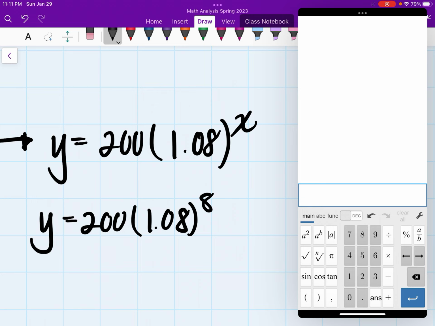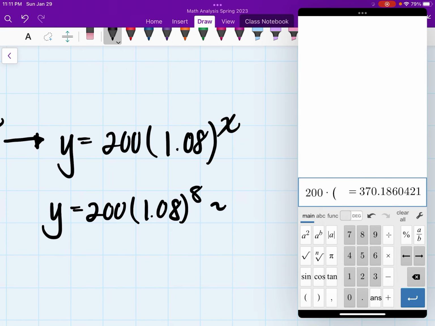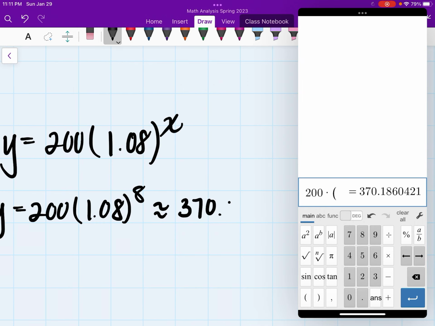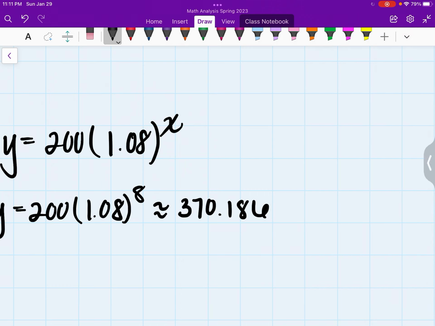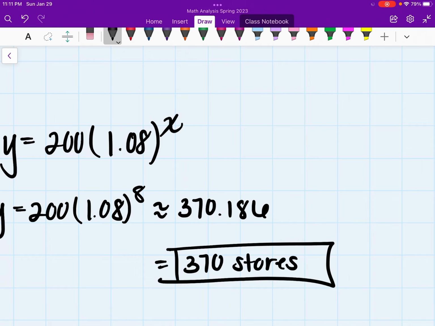Let's do that. That's 200 times 1.08 to the 8th power. And that gives us an approximate of 370.186. Now, if this decimal were higher, I could round off to the nearest whole, but in this case, this is about 370 stores that he has operating in 2007.